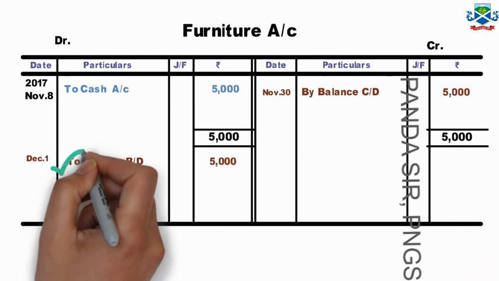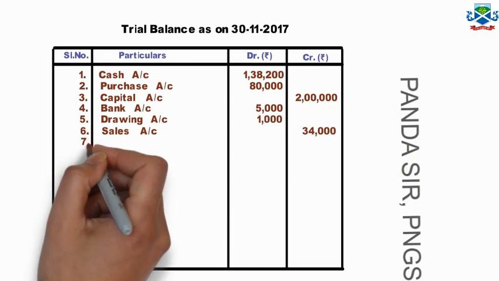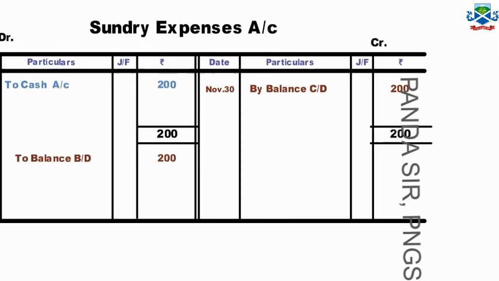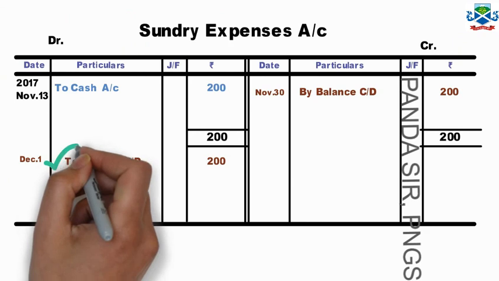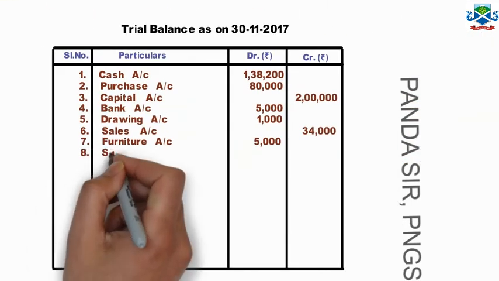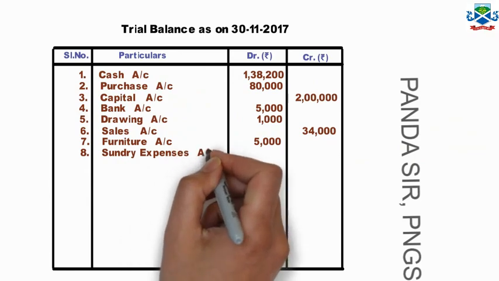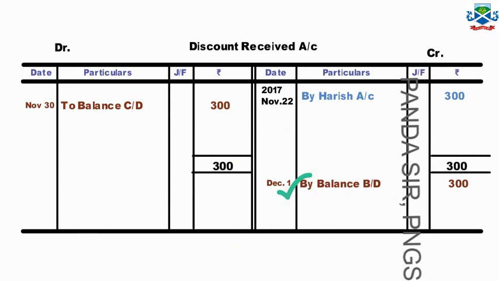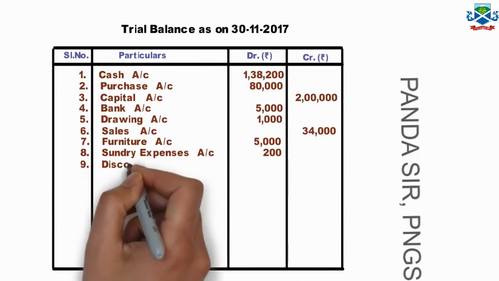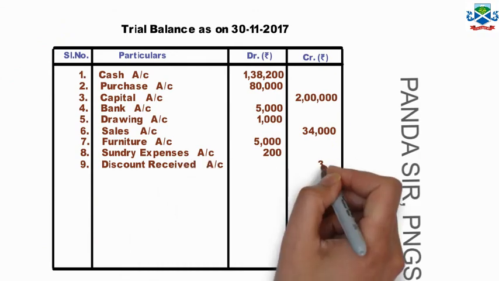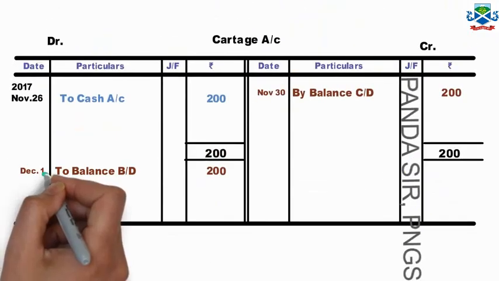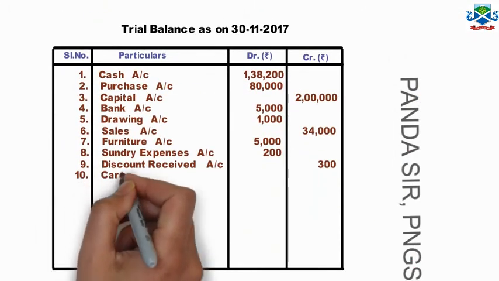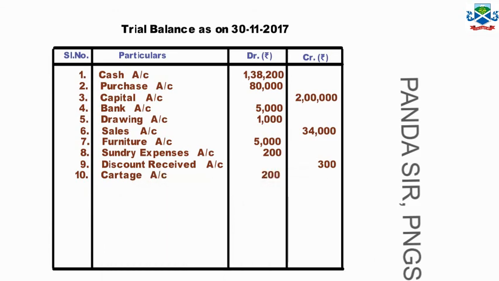Now furniture we have 5,000 debit BD, we call it debit balance, so furniture debit balance 5,000. Sundry expenses debit balance, I hope you understood, wherever you have written BD, that side is the balance. So sundry expenses debit balance is 200. Next we have discount received, we have written BD on the credit side, so credit balance 300, so we'll write discount received 300 in the credit column. Next we have cartage. We have 200 debit balance, so cartage, that is 200 in the debit column.